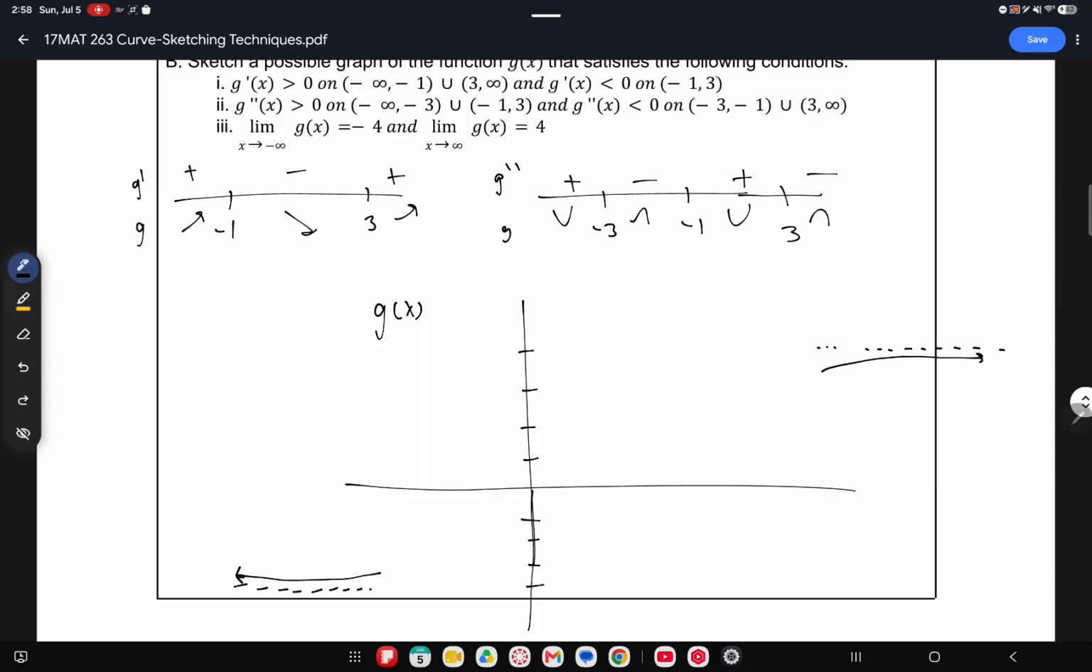We have different points here, right? We have a maximum at negative 1. We have a minimum at 3. And then we have changes in concavity at negative 3 and negative 1 and positive 3. All right. What else does it give? That might be it.